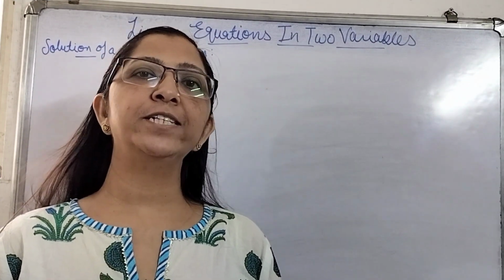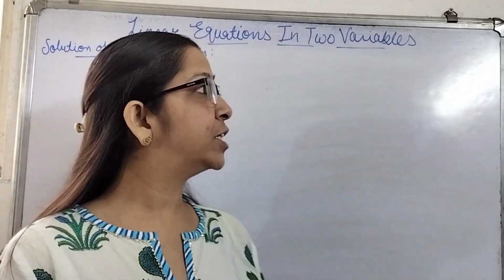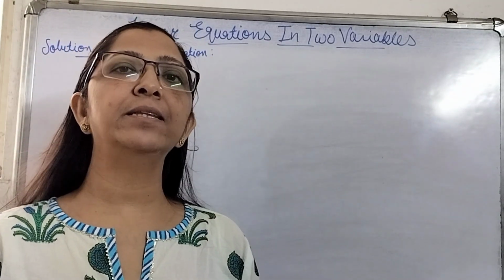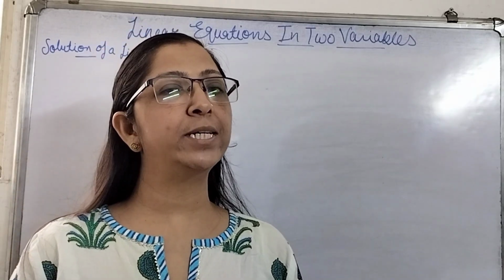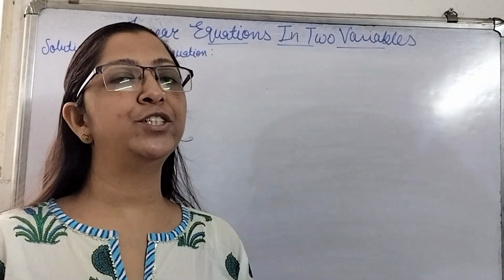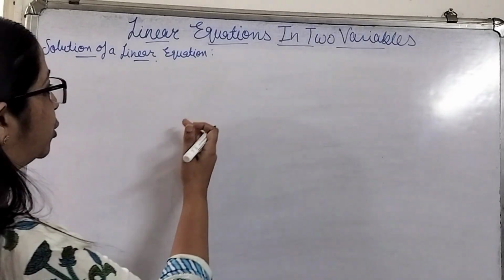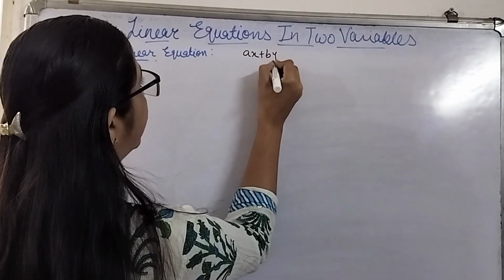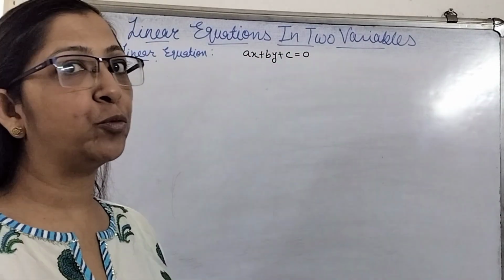Now let's see what is the solution of a linear equation and how to find it. Just now we have seen that if there is a linear equation in one variable, then it has a unique solution. That means exactly one solution, for which the equation will be satisfied. Now if it is a linear equation in two variables, as we said, ax plus by plus c equivalent to 0 is the standard form of the linear equation in two variables.